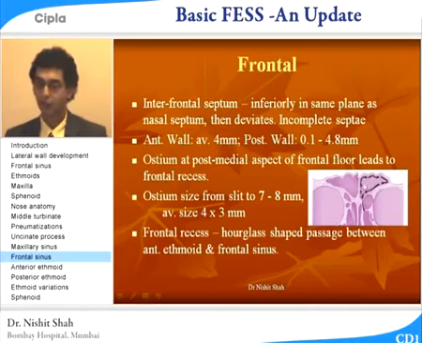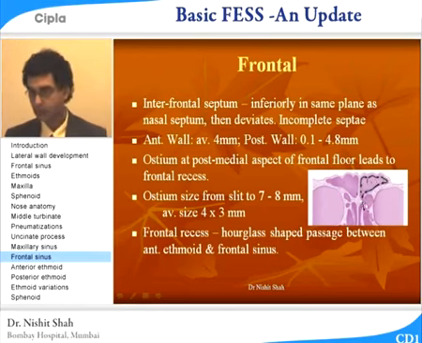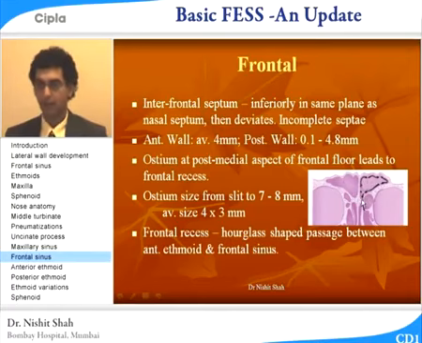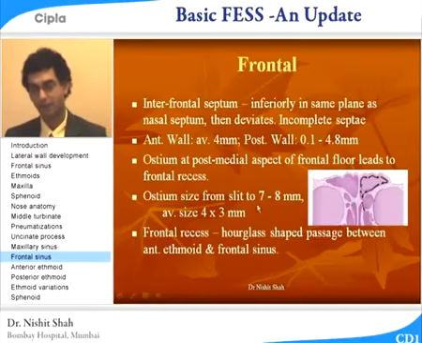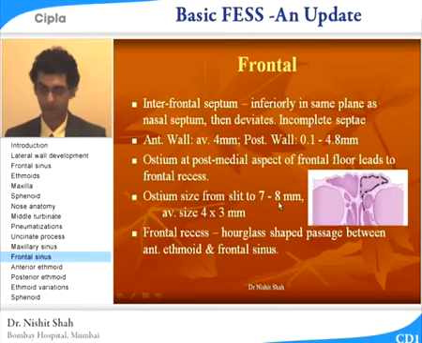This also explains why complications of the frontal sinus usually tend to go more through the posterior wall as compared to the anterior wall. The ostium lies in the posterior medial part, as we've already discussed, and the size may range from being extremely tiny to about 7 to 8 millimeters.